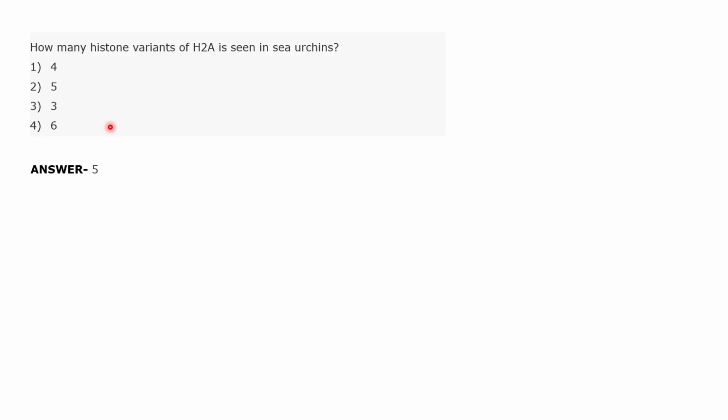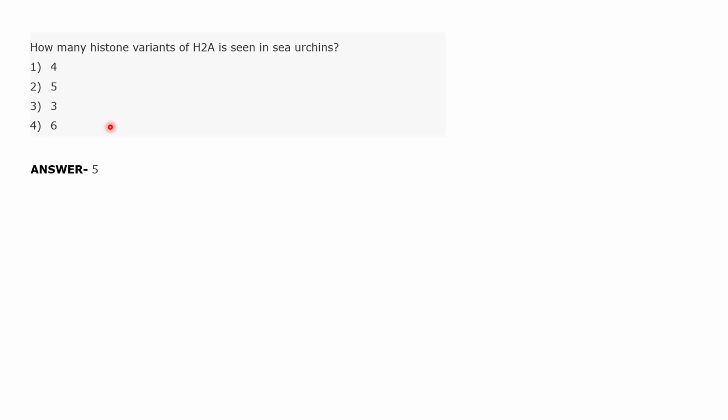Okay, so basically you are right. The answer to this question is 5. So basically we have discussed several other histone variants, right? One of the histone variants of H3 is CENP-A, which is associated with centromeres, and it helps in kinetochore assembly and chromosome segregation. So H2A and other histones also have some histone variants.